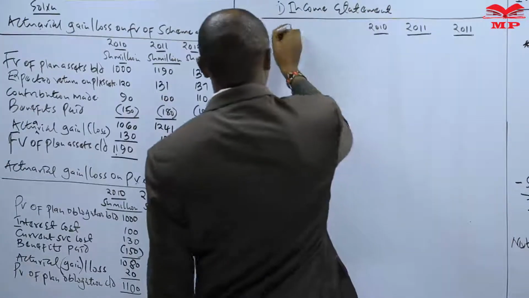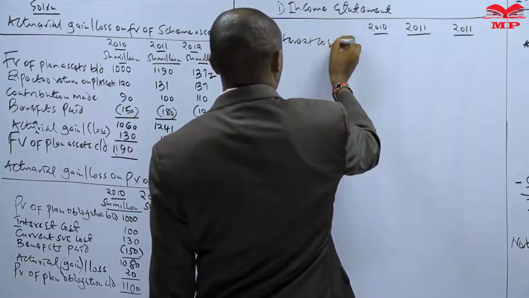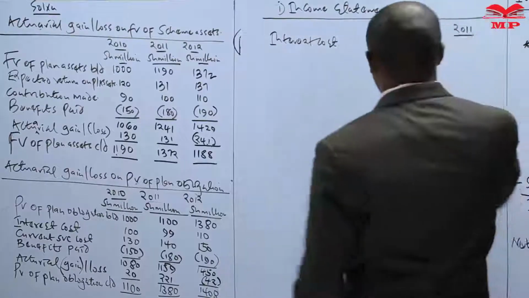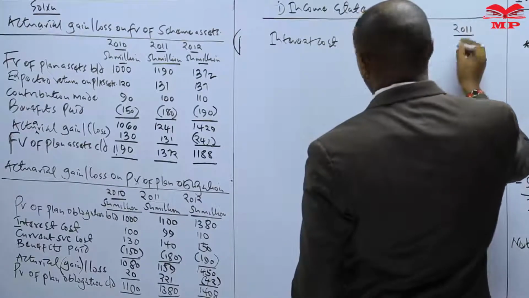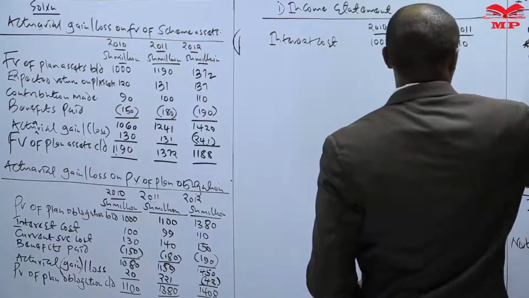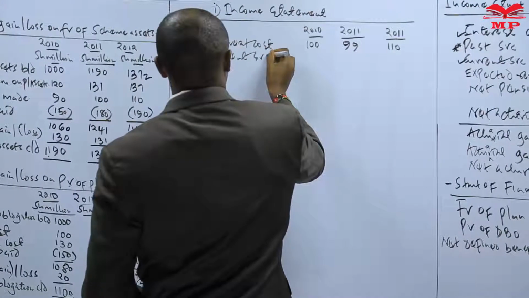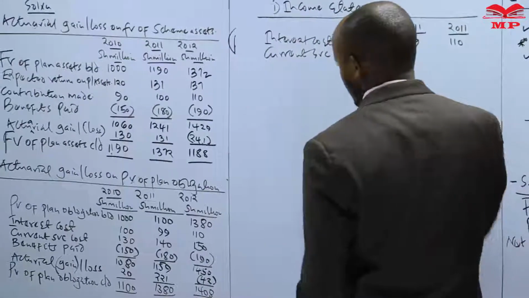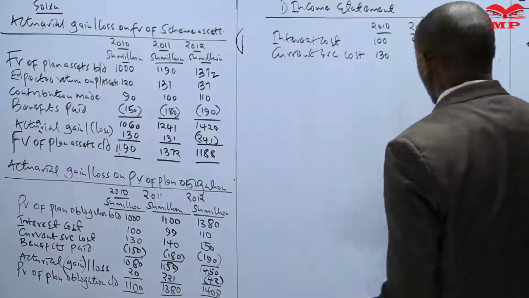So therefore, what we are going to do, we are going to take the interest cost. The interest cost, we have already computed that. For the first year it is 100 million, 2011 99 million, and 110 million. So in our case, we have said we don't have that. We then take the current service cost, which is 130, 140 and 150.